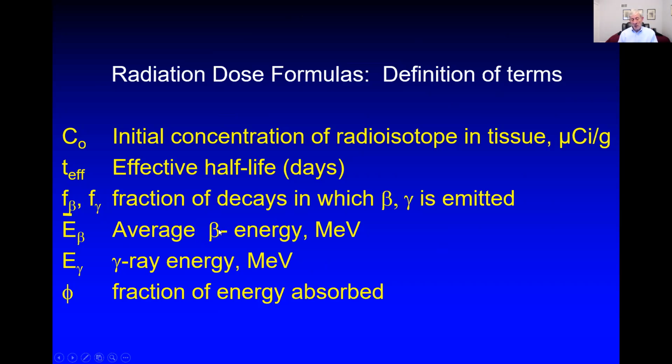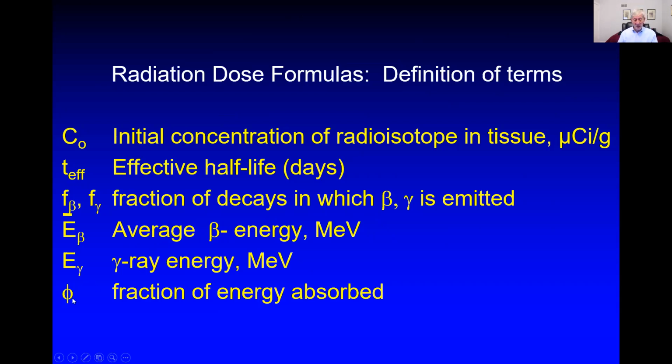Betas are not monoenergetic. They have a broad spectrum of energies. And so what goes in here is the average beta energy. That's about 1/3 of the maximum energy. And the unit has to be in million electron volts. And that's for betas, the average energy. And for gammas, it's monoenergetic, so there's no average.